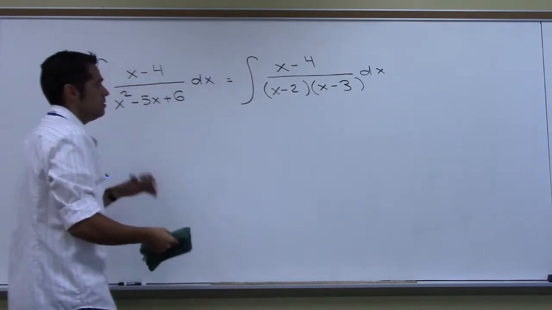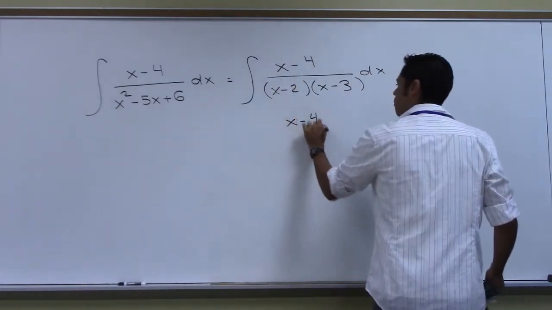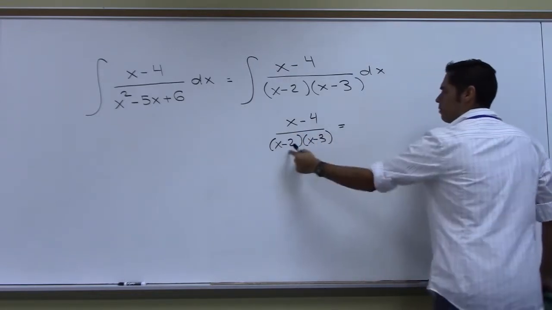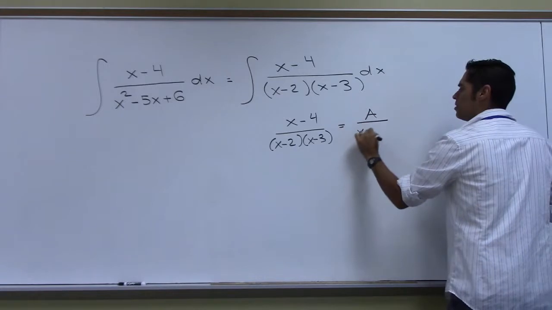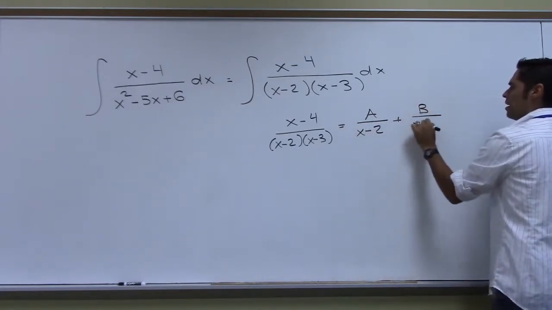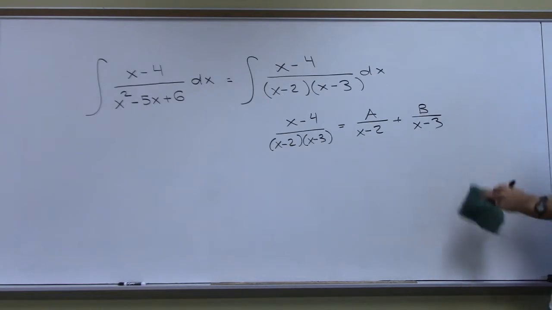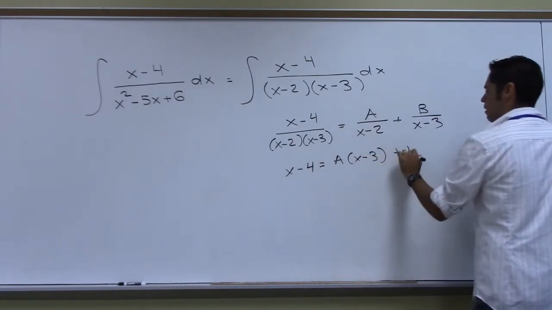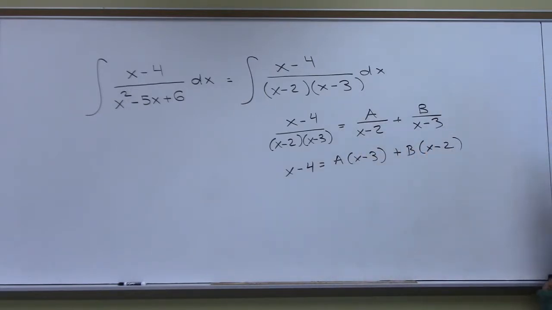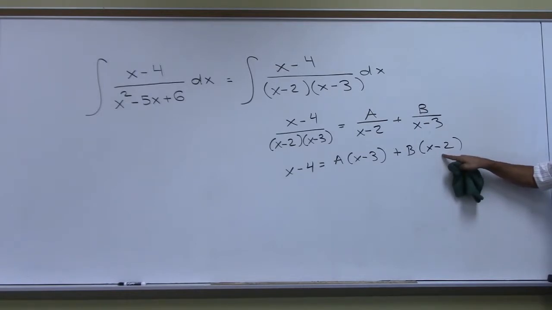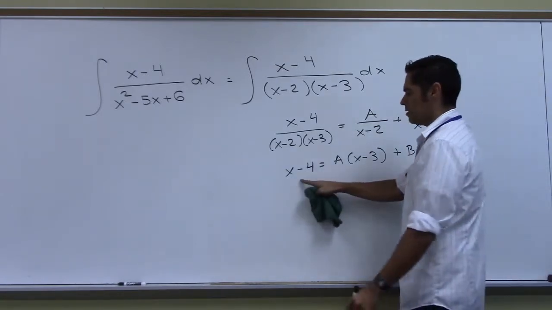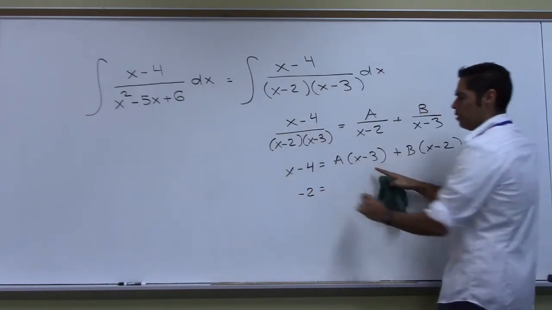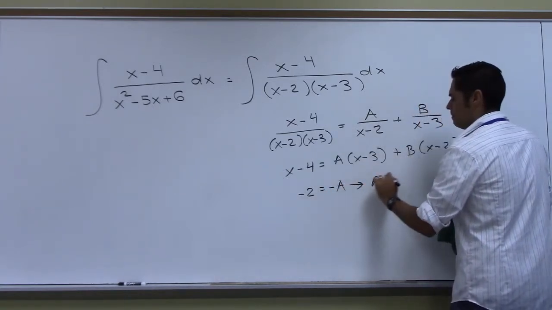So now you have to do your partial fractions. You've got to make (x minus 4) over (x minus 2)(x minus 3) look like what, two distinct linear factors? So A over x minus 2 plus B over x minus 3. And then you play your little game here and you should get this. If you want to kill this one off, you let x be what? 2, right? If I let x be 2 here, we get negative 2. If I let x be 2 here, negative 1, so negative A. That means A is 2.